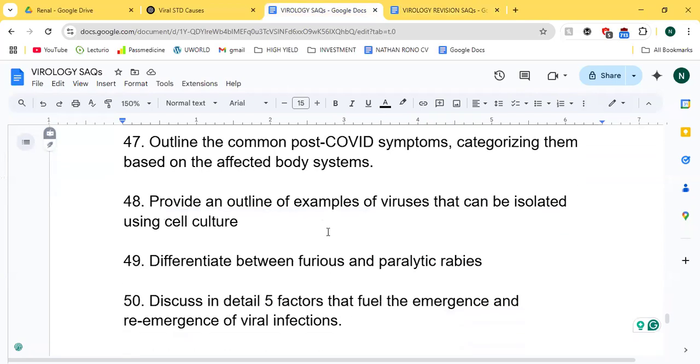I think we're done, so we can tackle all these 4 questions first. Outline the common post-COVID symptoms, categorizing them based on affected body systems. Number 48, provide an outline of examples of viruses that can be isolated using cell culture. 49, differentiate between furious and paralytic rabies. Then 50, discuss in detail 5 factors that fuel the emergence and reemergence of viral infections.